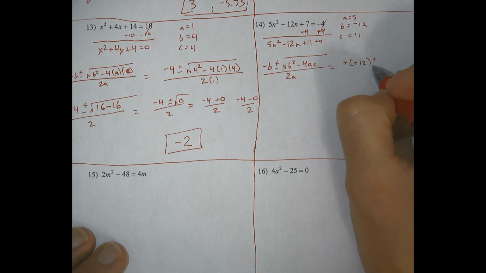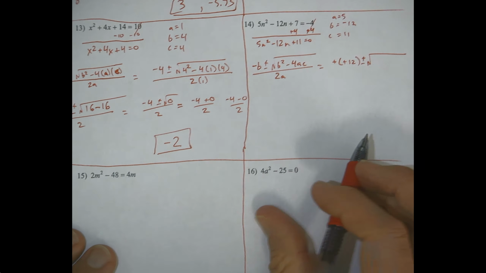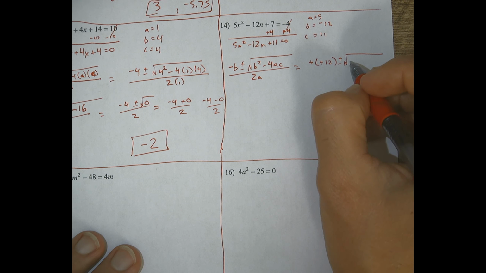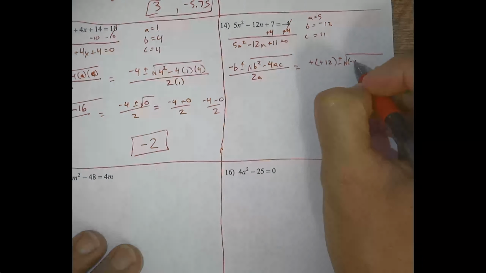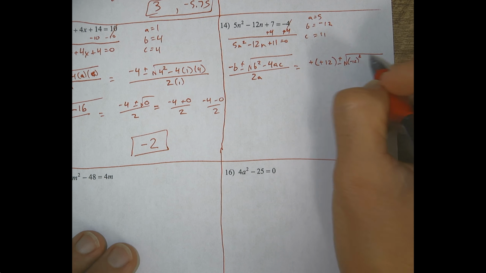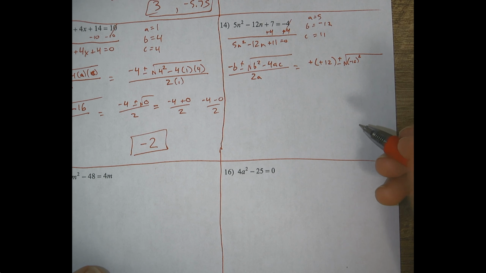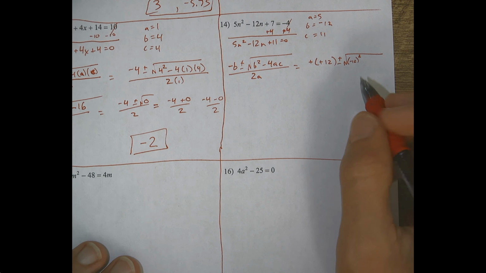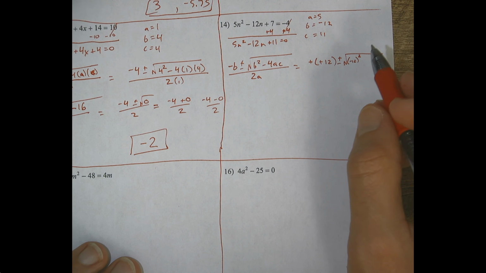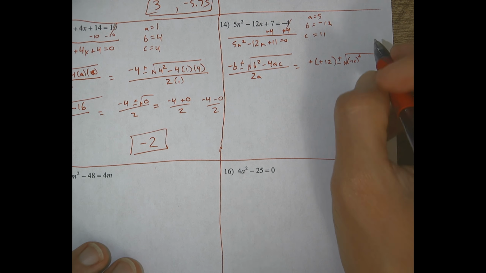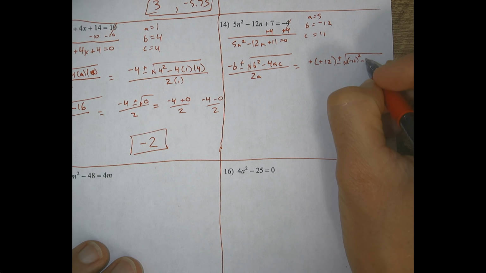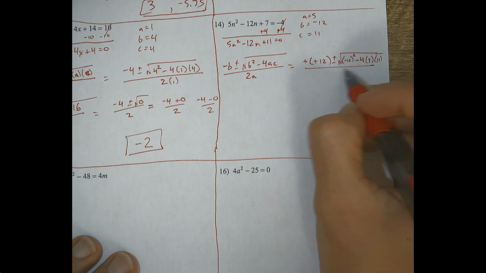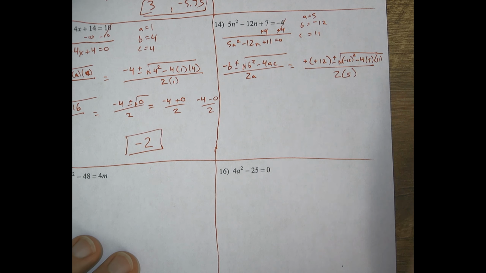So it's positive 12 plus or minus the square root of negative 12 squared. If you're going to plug that into your calculator, make sure you put it in parentheses. Or just do 12 squared and understand it well enough to know a negative times a negative is a positive. So it's going to be the same: 12 squared and negative 12 squared, same answer, positive 144. Minus 4 times a times c, all over 2 times a.